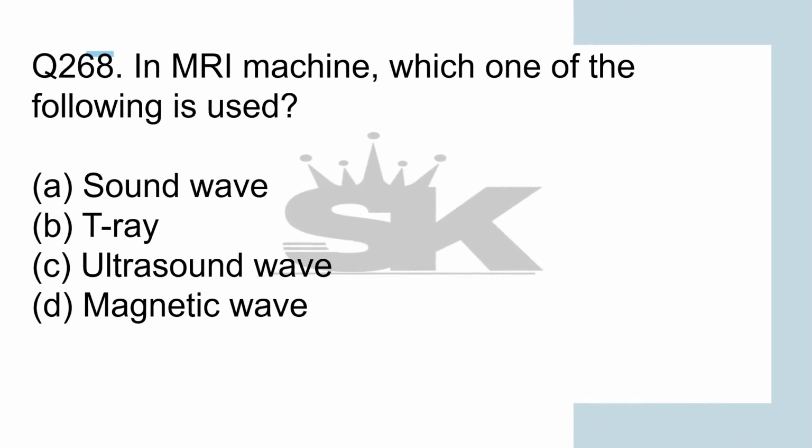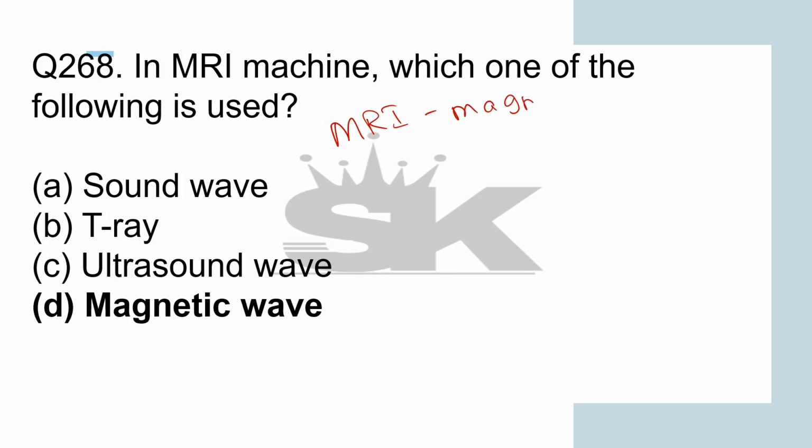In an MRI machine, which one of the following is used? That is magnetic wave. MRI means magnetic resonance image. So magnetic waves are used.